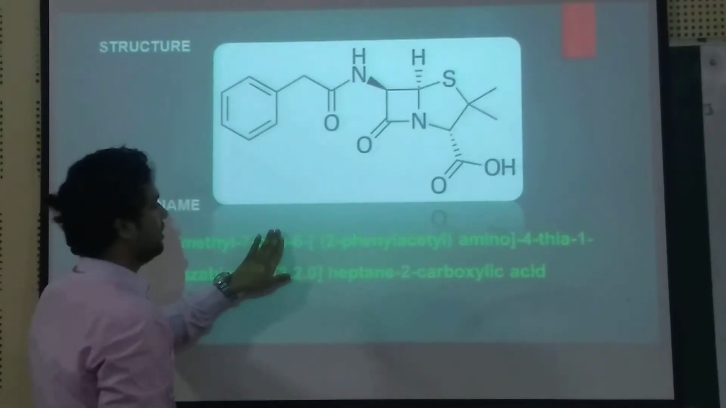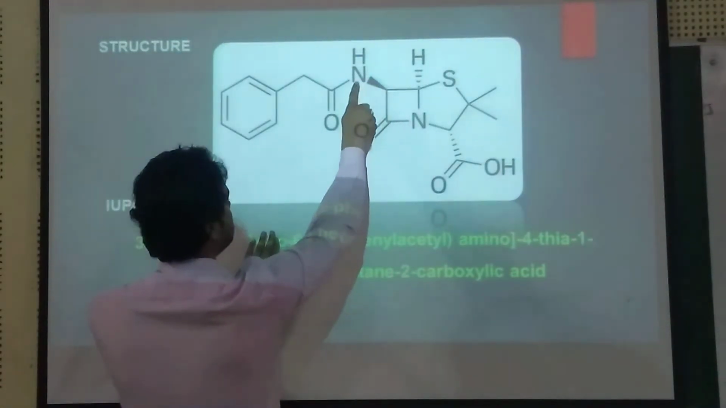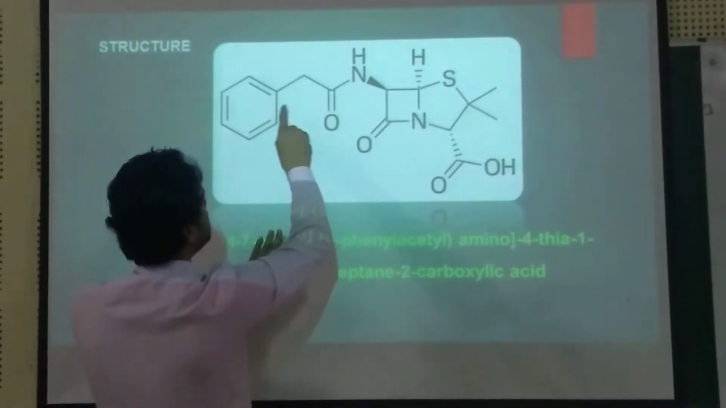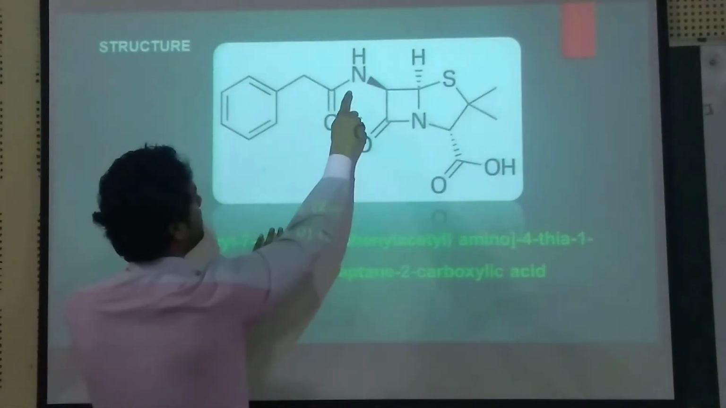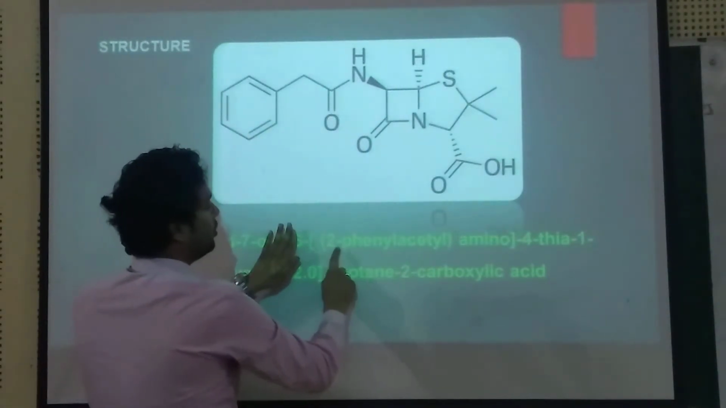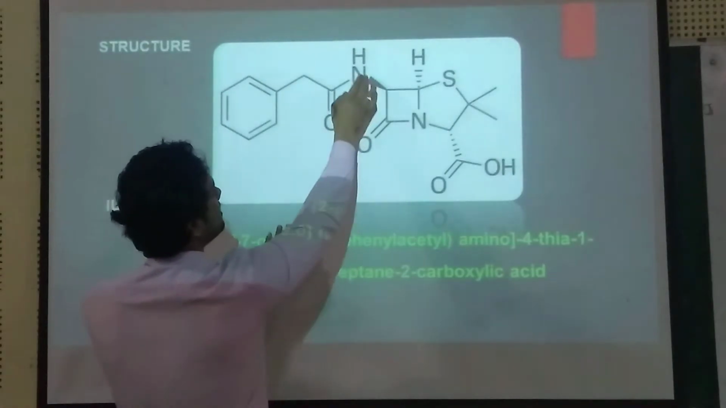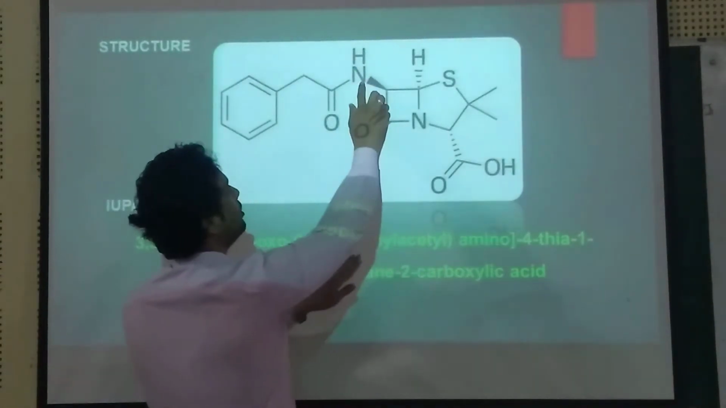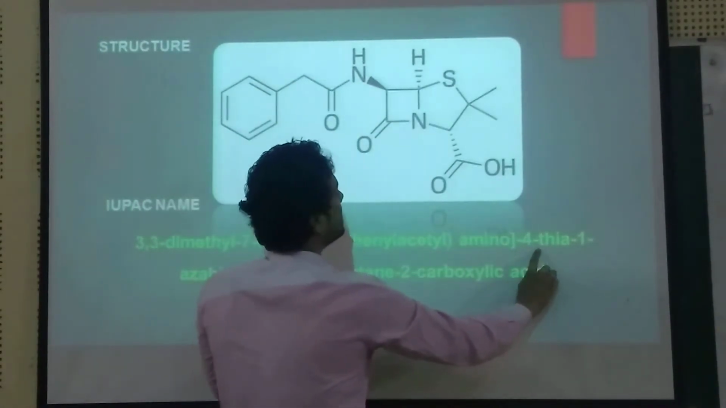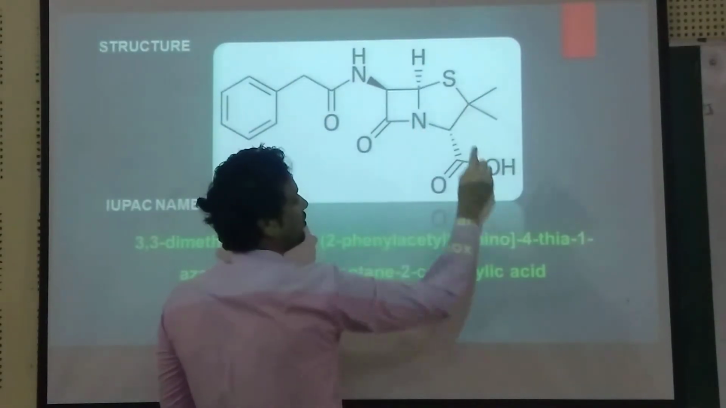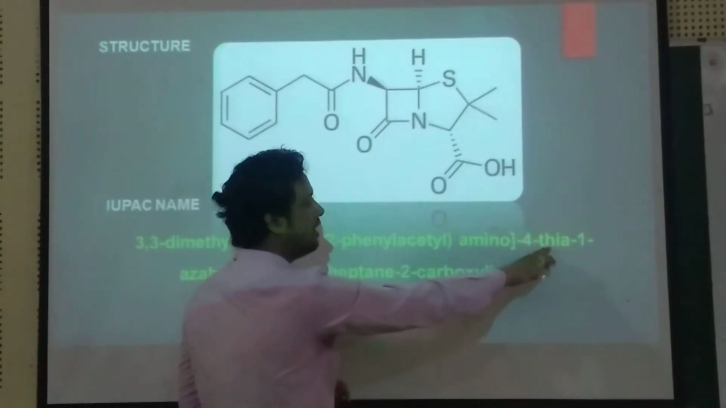On the 7th position, there is an oxygen group, so 7-oxo. On the 6th position, there is an amino group, and it is attached to the phenyl, so 2-phenylacetyl. Acetyl means this group. Amino means this group. Then 4-thia: 1, 2, 3, 4. On the fourth position, there is a thia group.